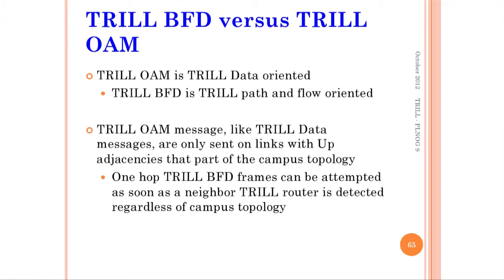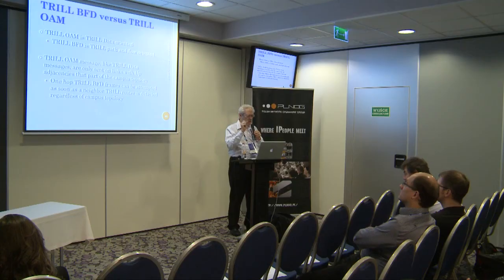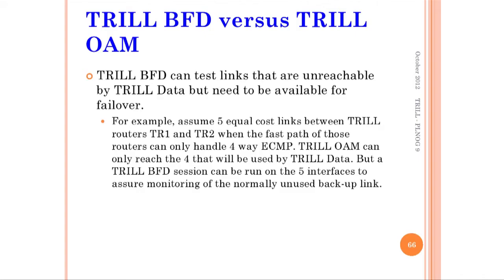The OAM messages are sent using the normal Trill routing logic over adjacencies that are part of the global topology, but one-hop BFD messages can be sent over links as soon as you've noticed that there's a neighbor. So the link does not have to be fully up, it doesn't have to be part of the global topology, and you can send BFD frames over it. You could have a transient case like that, obviously, but there might be links that could persistently be in that state.